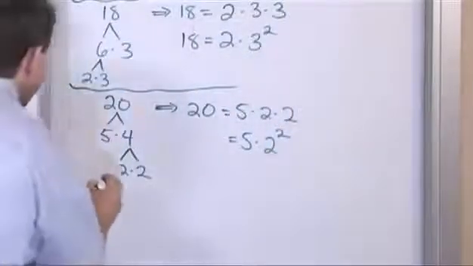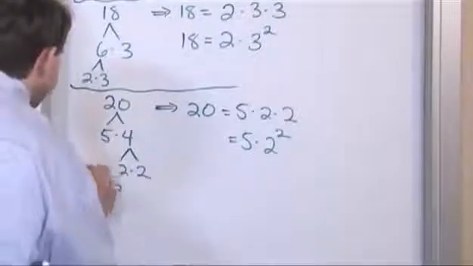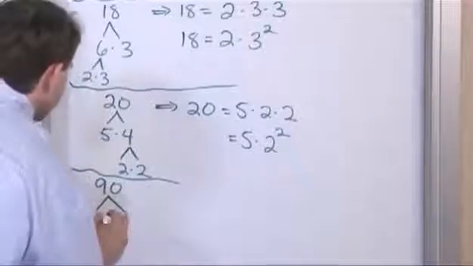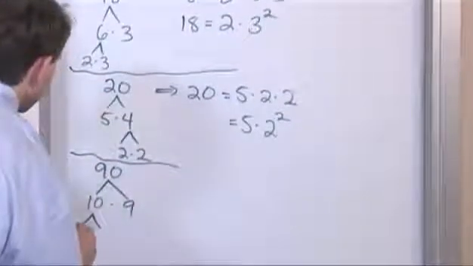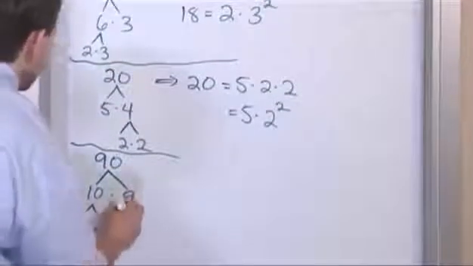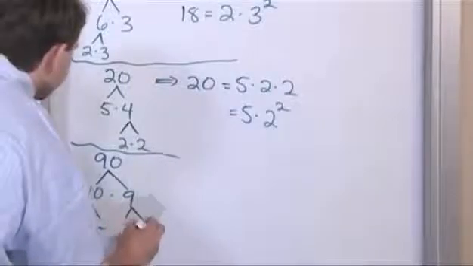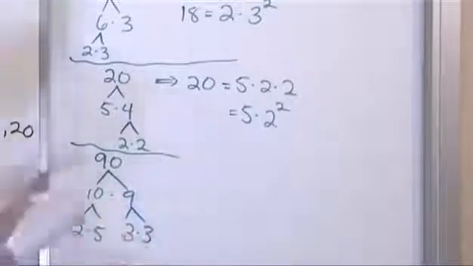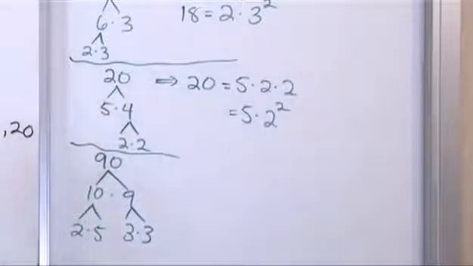All right, what about the number 90? There's a lot of different ways to go here. I like 10 times 9. And for 10, I like 2 times 5. And for 9, you can write it as 3 times 3. And everything in the bottom is now prime: prime, prime, prime, prime, because you can't divide anything on the bottom by anything other than itself or 1.